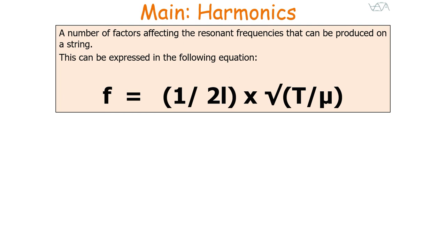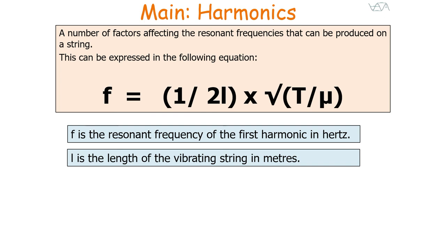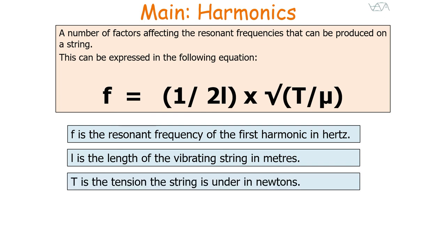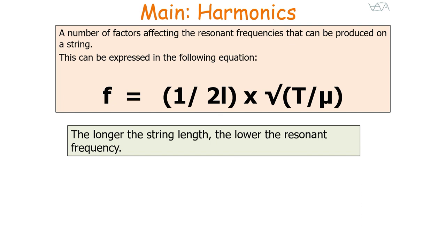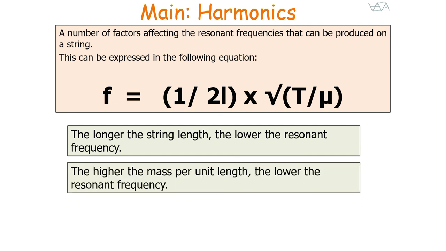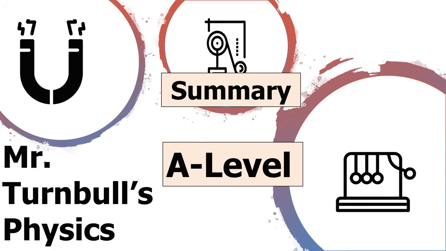So we can express all these factors in this equation. f is equal to 1/2L times the square root of T over mu, where f is the resonant frequency of the first harmonic in hertz, L is the length of the vibrating string in meters, T is the tension the string is under in newtons, and mu is the mass per unit length of the string in kilograms per meter. So the longer the string length, the lower the resonant frequency. The higher the mass per unit length, the lower the resonant frequency, and the larger the tension, the higher the resonant frequency.